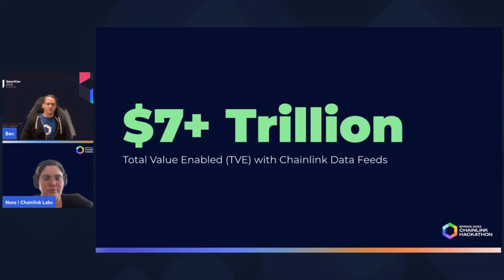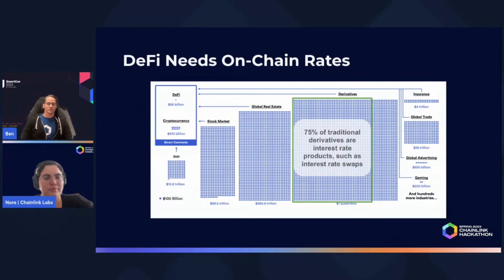But an even bigger number is the size of the derivatives market in traditional finance. That's measured in the hundreds of trillions of dollars. And 3/4 of that market are interest rate derivatives, derivative contracts that depend on rates like the Fed funds rate, corporate bond rates, mortgage rates. And up till now, the options for getting rate data on chain have been somewhat limited. That's what we've set out to change with these products that we're going to be talking about today.